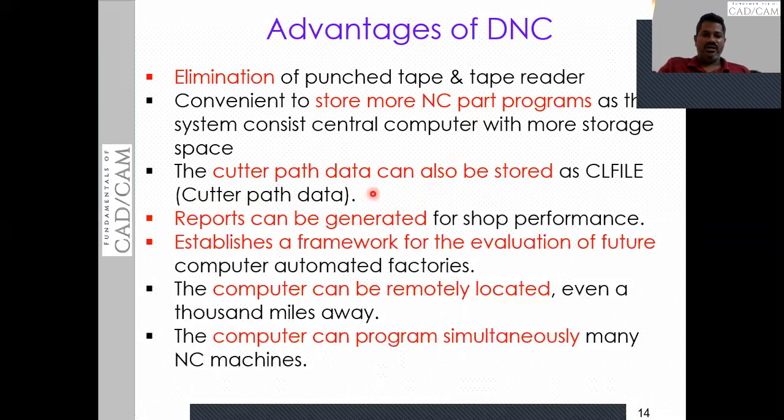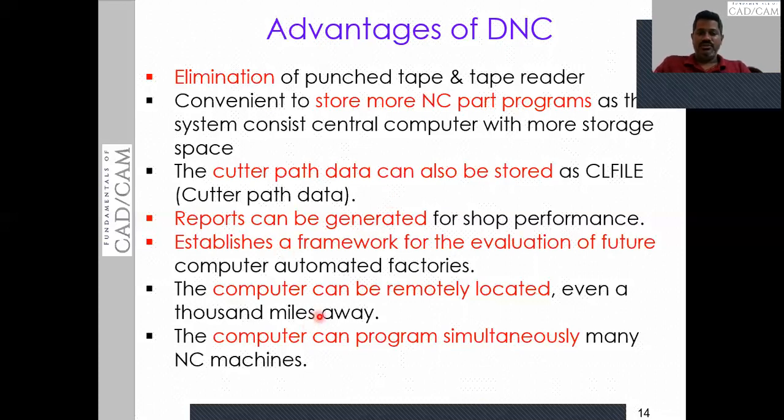It is also one advantage. Then reports can be generated. In the case of CNC machine, we could not generate the reports, but in the case of DNC, you can generate the reports, which are extremely useful for downstream applications like shop floor management, like inventory, and as well as for the estimation and costing of the product, because estimation and costing also requires the machine time. So if you have all these data, definitely, which is extremely useful.